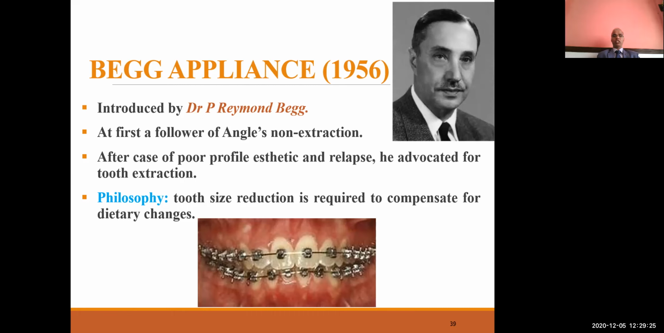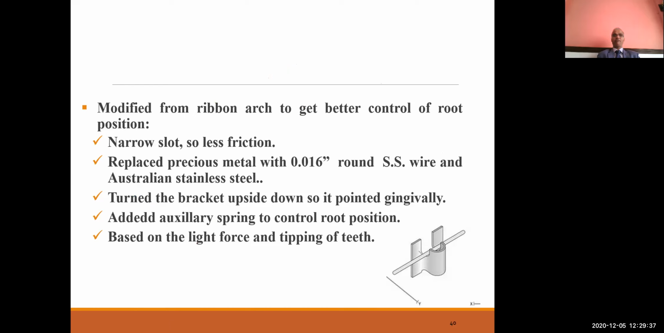The philosophy of Begg's appliance is that tooth size reduction is required to compensate for the dietary changes. He modified the ribbon arch to get better control of the root position. The brackets were narrow slot, so less friction. He replaced the precious metal with round stainless steel bar and Australian steel wire. Then he used round wires instead of rectangular arch wire, which apply less force.